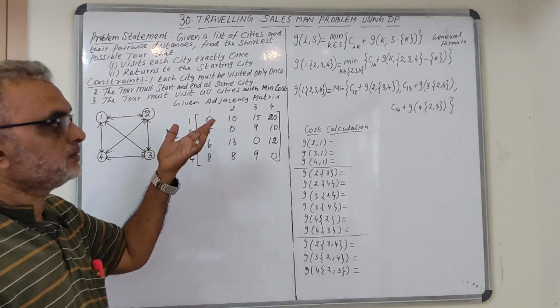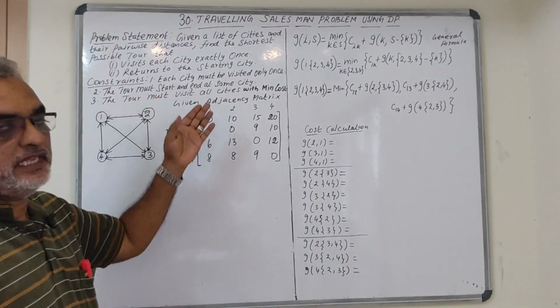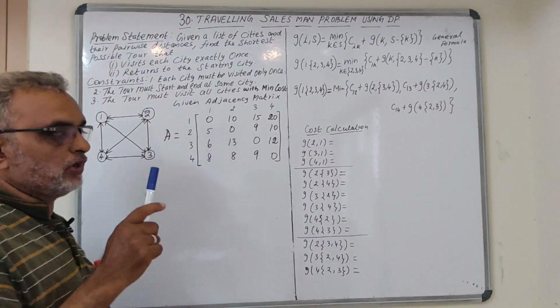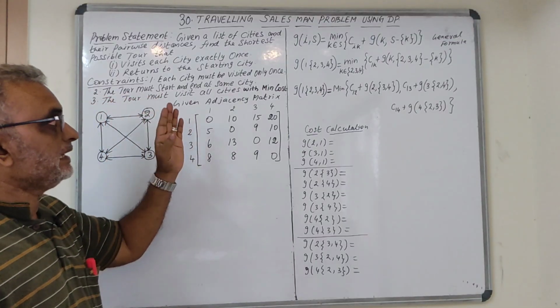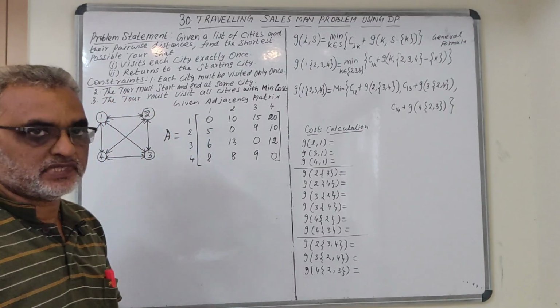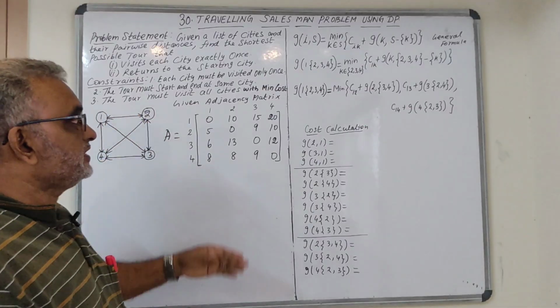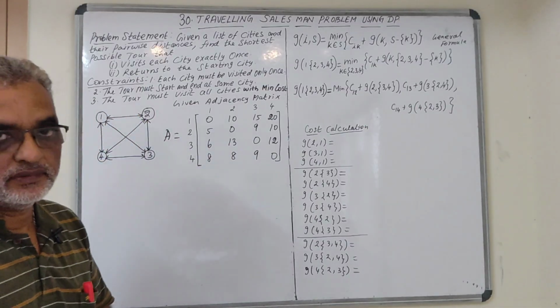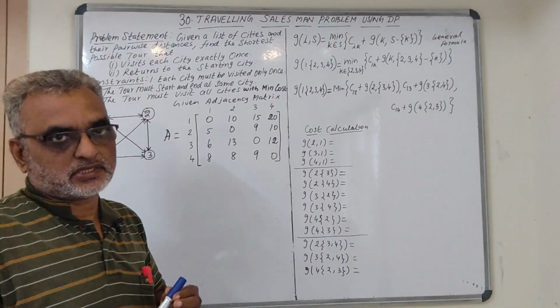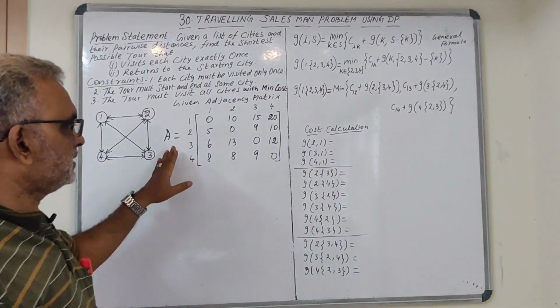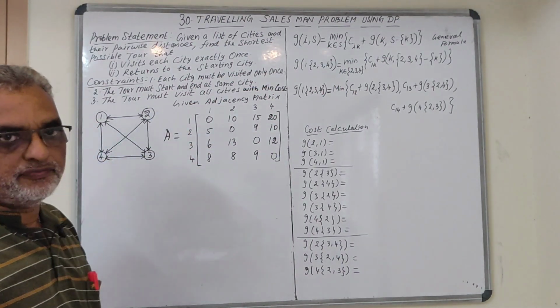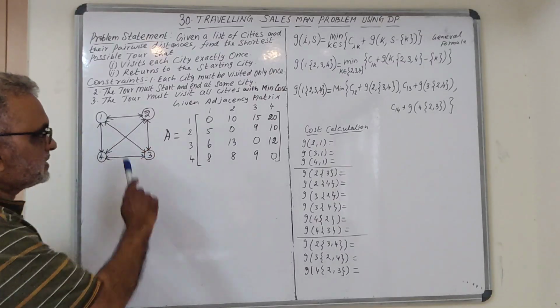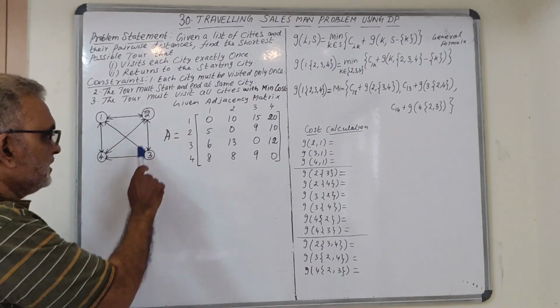The constraints: number 1, each city must be visited only once. Number 2, the tour must start and end at the same city. Number 3, the tour must visit all the cities with minimum cost. So this is the adjacency matrix that is given, and this is the graph which represents the different cities.